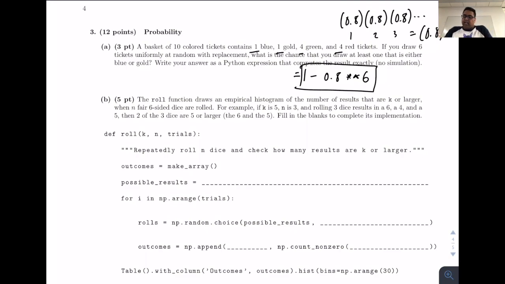1 minus 0.8 to the exponent 6, because for each of our 6 cards, there's a 0.8 chance that it's not blue or gold. So we want the probability that of all 6 draws, none of them are blue or gold. So we have to exponentiate that. And then we actually want all the outcomes other than that, right? So we want all the outcomes where at least one of the cards is blue or gold. So we're going to subtract away the cases where none were blue or gold. And so this would be our final answer here.